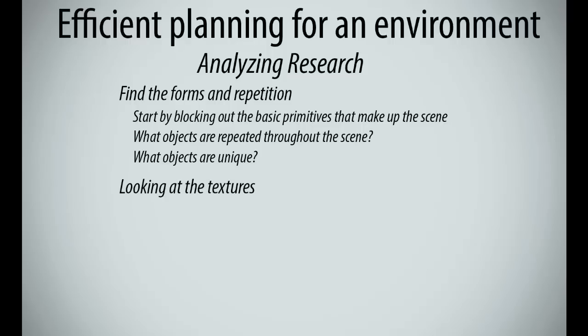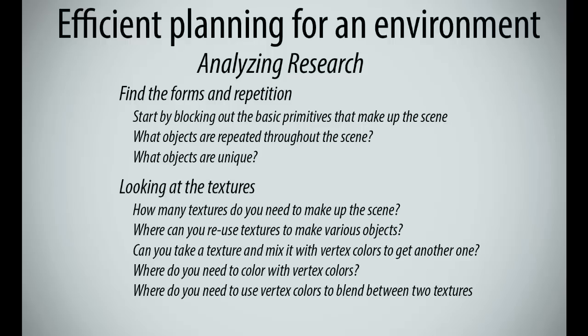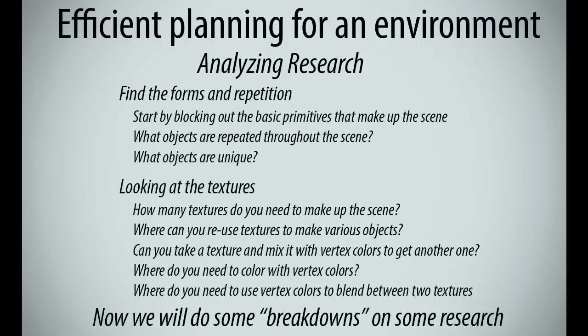Next, you want to take a look at the textures. You want to see how many textures you need to make up the scene. Where can you reuse textures to make various objects? Can you take a texture and mix it with vertex colors to get another one? Where do you need to color with vertex colors, and where do you need to use vertex colors to blend between 2 textures? These are the things you really do need to ask yourself when you are planning out your environment. So let's do a few breakdowns on some research.